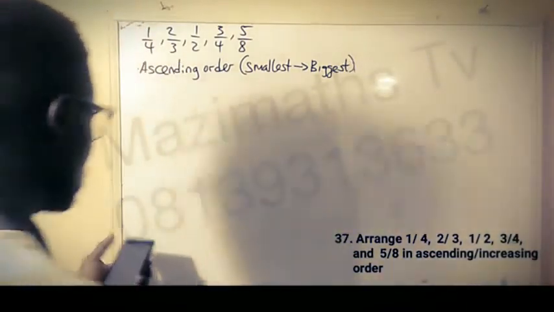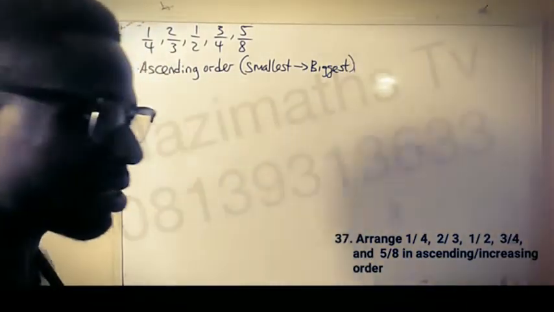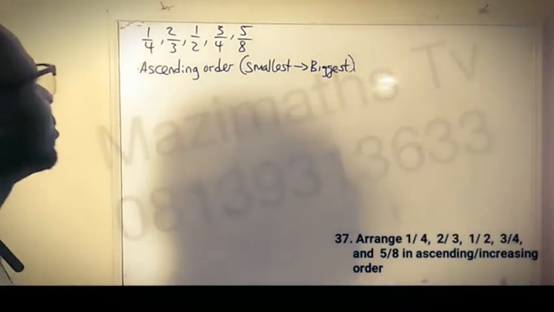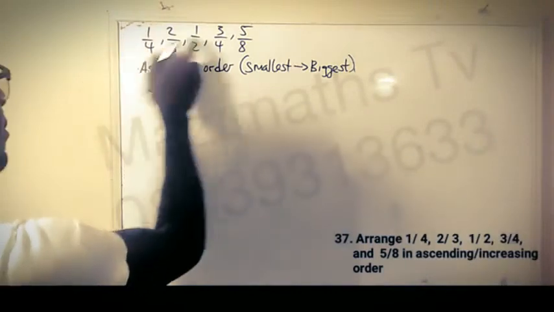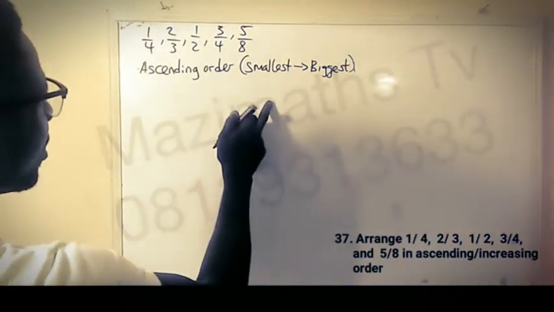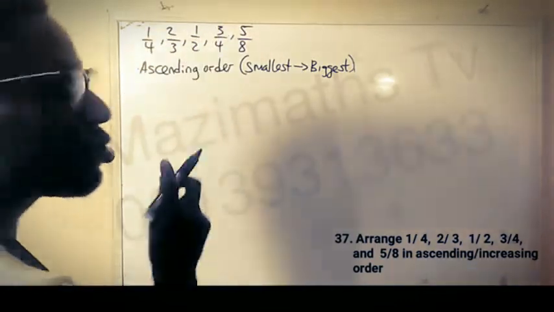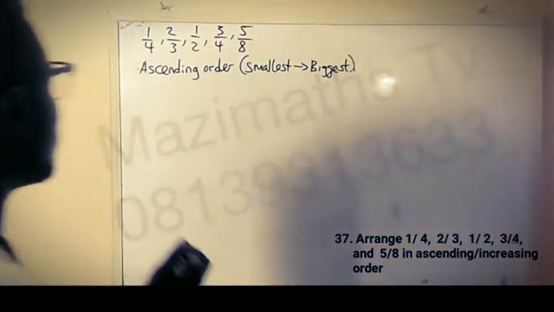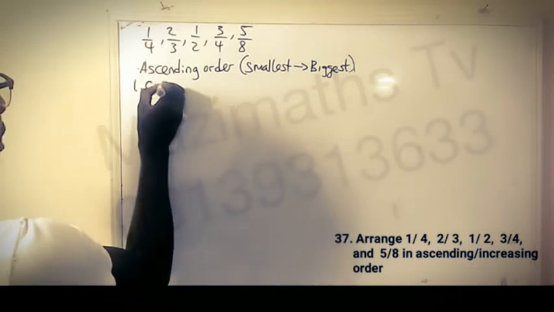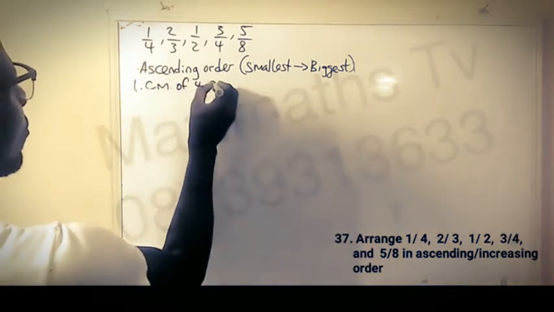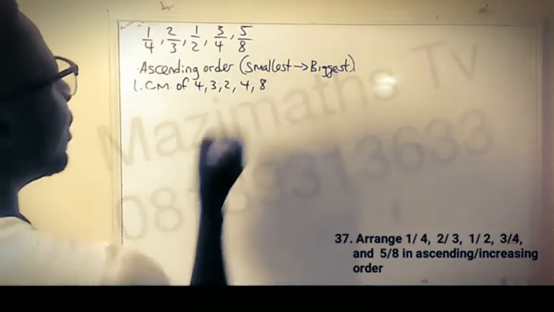Okay, now we have done work like this before. I think we did that 1 to 20 that we did, where we look for the smallest number among them. So like I said that time, you can't say 1 over 2 is the smallest, and say okay, maybe 2 over 3 will follow 1 over 4. No, you need to find the value of each of the fractions. That means find the LCM of their denominators. Find the LCM of 4, 3, 2, 4 and 8.